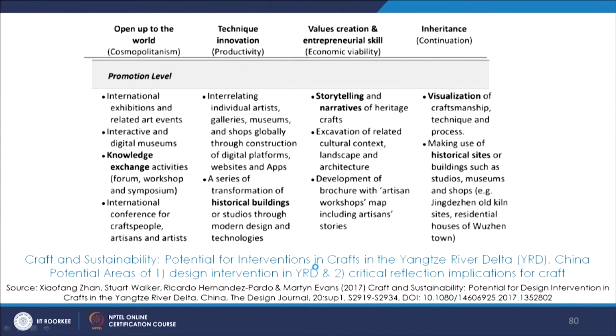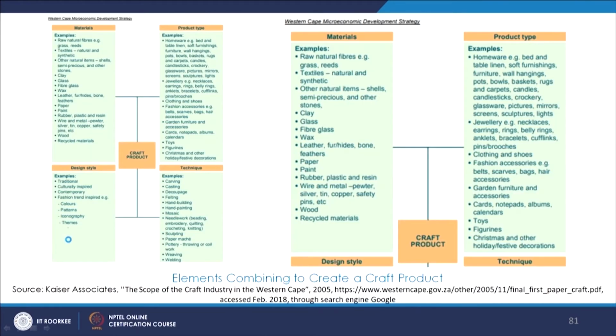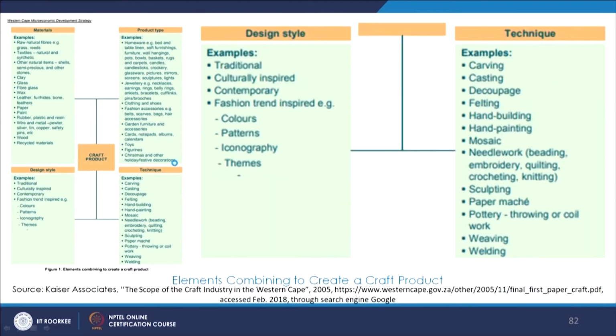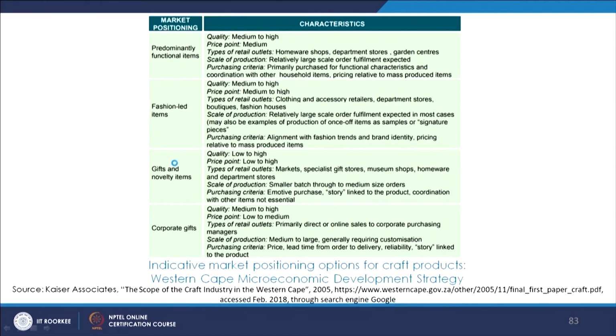And further, there were different levels at which the case study was discussed. So we saw that. We also tried to decipher a craft product in terms of materials, product type, design style and technique, which gives a fair understanding of different stakeholders and also helps us understand the value chain and final linkages to the market. So we tried to understand the different elements that compose the craft product.